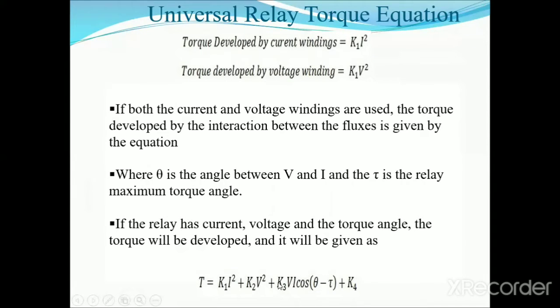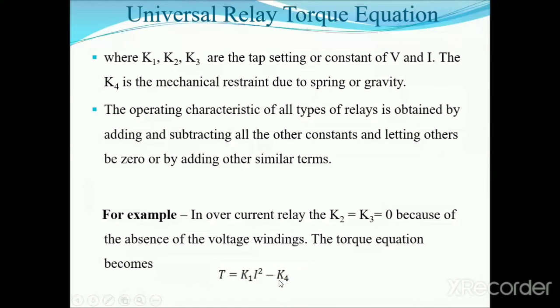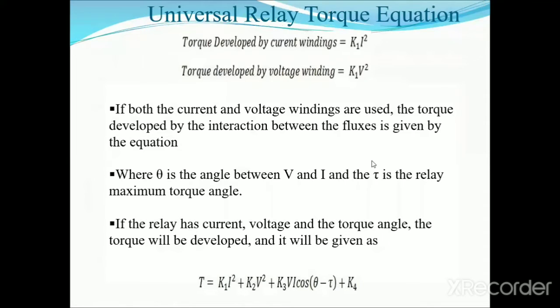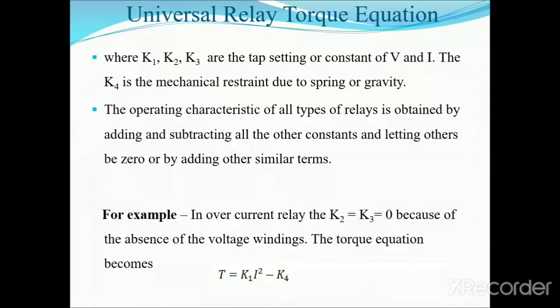This universal relay torque equation is used to describe the operation of any electrical relay. This equation gives the application to all types of relays. It consists of variables and constants. In this universal relay torque equation, K1, K2, K3, K4 are the constants, and the variables are I and V. By using this universal torque equation, we can explain the operation of electromagnetic or electrical relays.